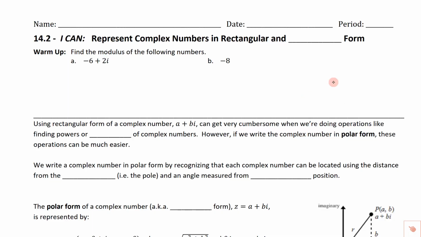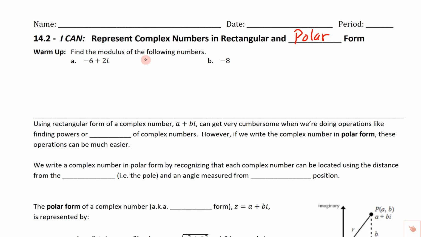Okay, continuing on with Unit 14, some advanced applications of trigonometry. This is 14.2, and the I can statement, our objective for today, is I can represent complex numbers in rectangular and what's called polar form. So we're going to write the word polar right here. We'll get to why it's called that way in just a few minutes, but a quick warm-up here.